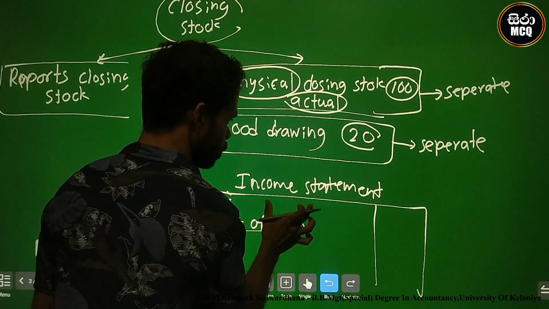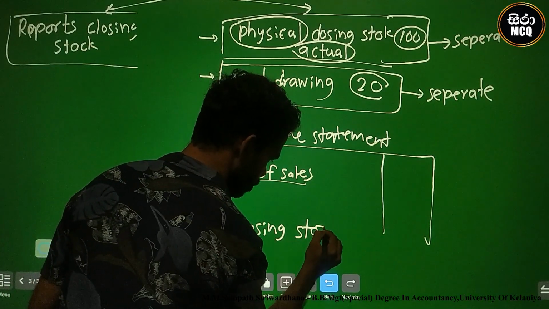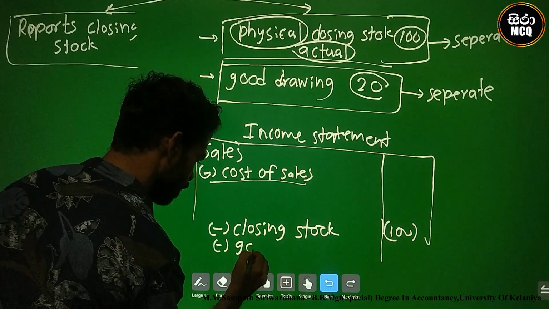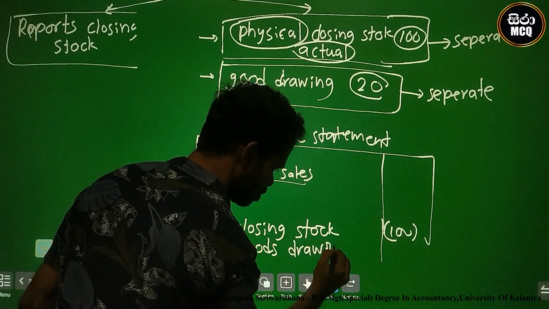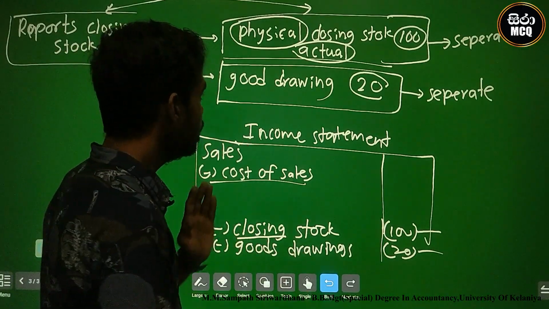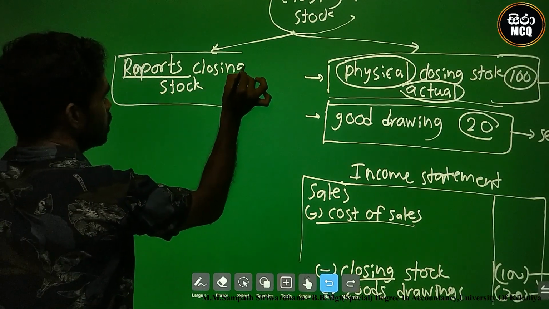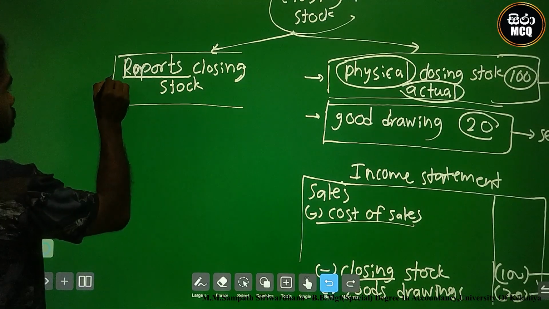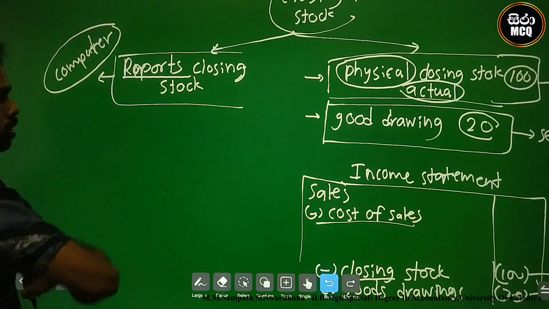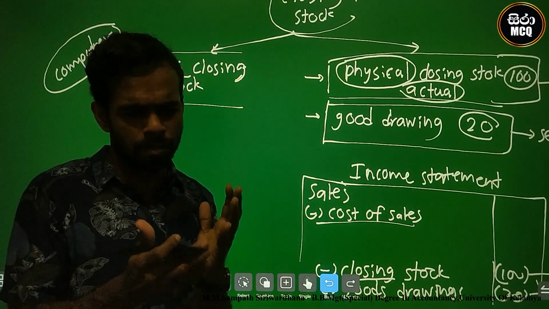At this time, the physical closing stock was 100, an actual one. The goods drawings are 20, a separate item. Why? This closing stock is the physical one. Now the major point. Look here, the reported closing stock means the computer records. The computer revealed what the stocks are, displaying the remaining closing stock.